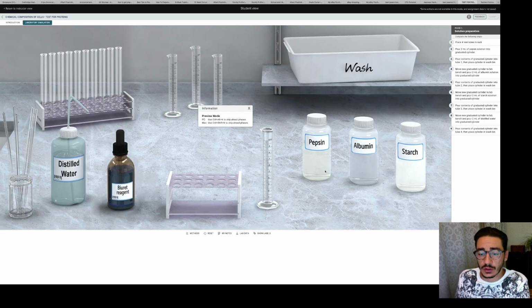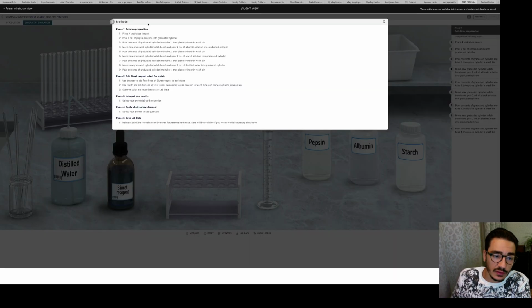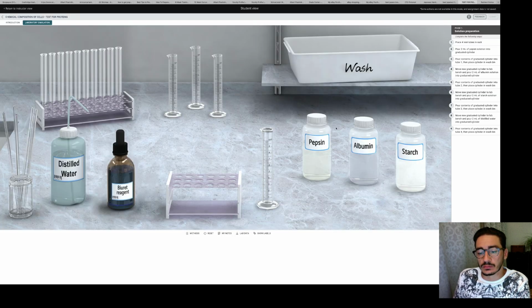And you just start your simulation. You go to the methods. You read the methods first, and you have to understand what to do step by step, right? In this case, we're gonna have a more interesting lab because we have positive and negative controls here. So you put 4 tubes, right?